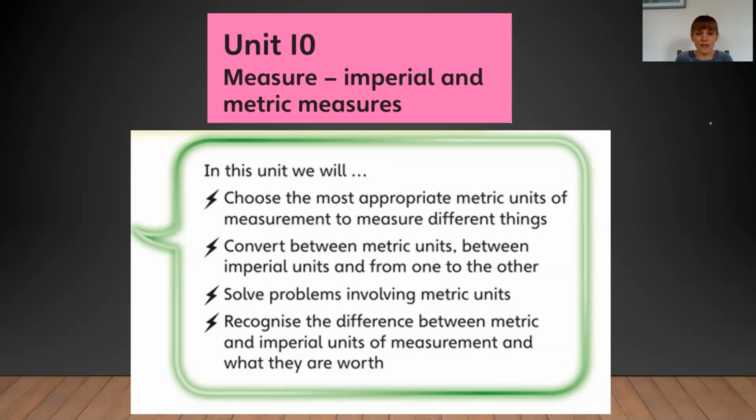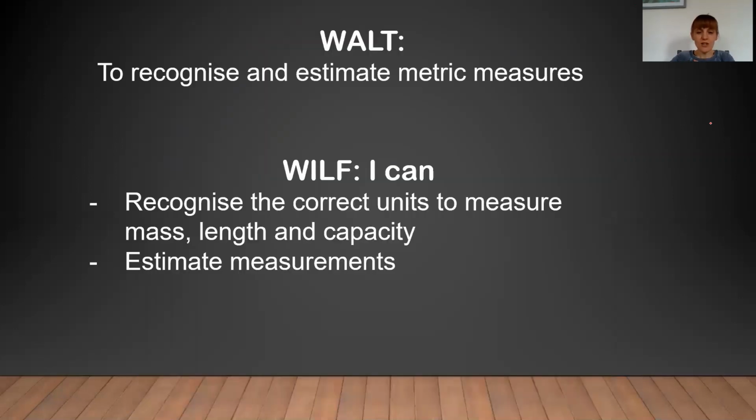So we're moving on to unit 10, which is all about measure, imperial and metric measures. Now we're going to be looking at measuring different things, converting between metric and what's something called imperial units, and we're also going to be solving problems and looking at all sorts of estimations with this topic. So today we're going to be recognising and estimating metric measures, and we're going to be recognising the correct units to measure mass, length and capacity, and doing some estimating.